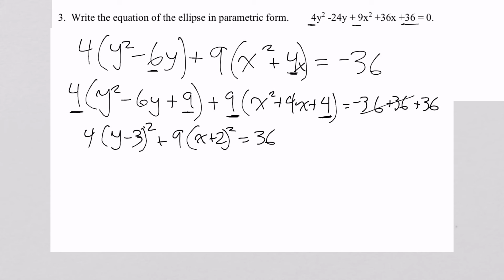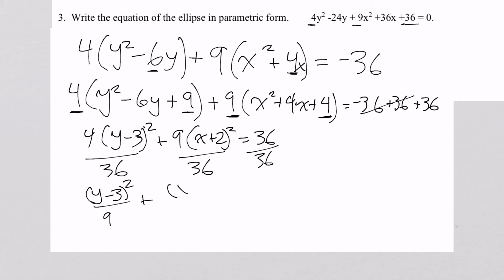But I don't want it to equal 36. I want it to equal 1. So I divide everything by 36. Every single term gets divided by 36 right there. So 4 over 36, I like to think of that as 36 over 4 is 9, so that's going to leave me with a power of 9 at the bottom. So I get y minus 3 over 9, the top is squared, plus x plus 2 squared over 36 divided by 9 is 4, so I get a 4 on the bottom equals 1.